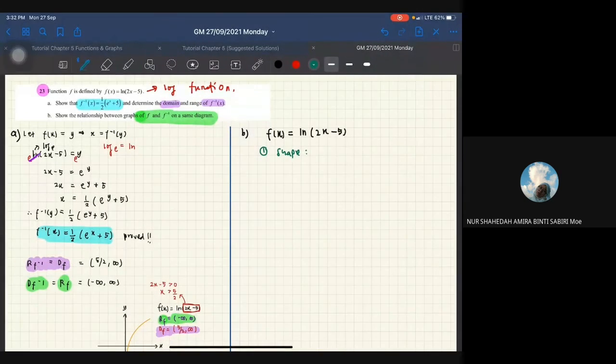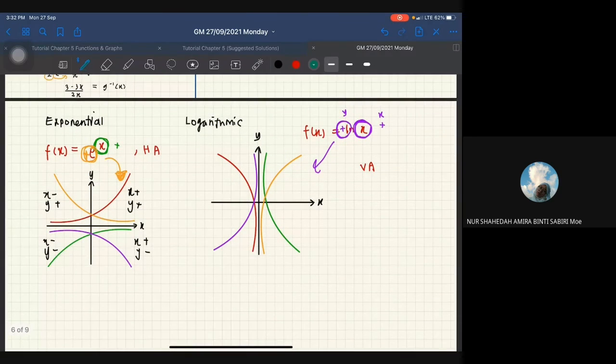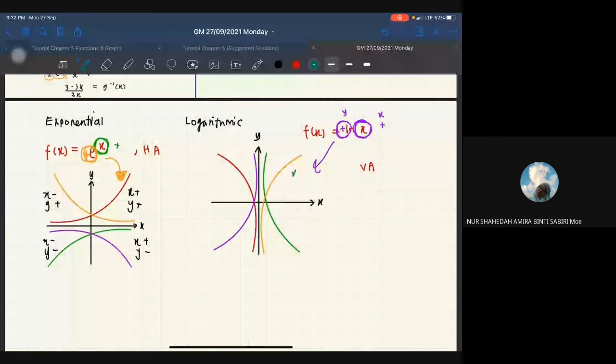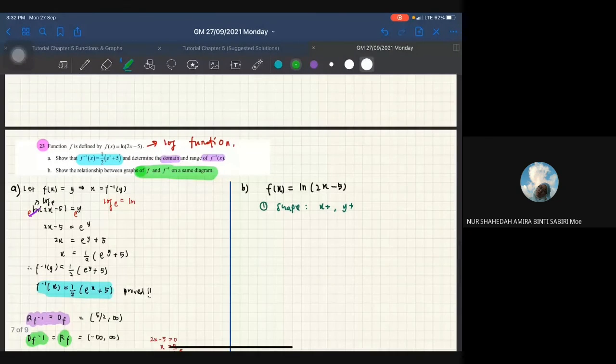Okay, so untuk graph yang pertama, sekarang x awak positif, y awak pun positif. Okay, so bila X positif, Y positif, tengok balik dekat graf kita yang log ni sekarang. So kawasan yang X positif, Y positif is the first quadrant. Okay, so graf awak is this one yang saya highlight ni. Okay, so kita akan lukis kat sini, basic shape kita. It's this one. Okay, settle.